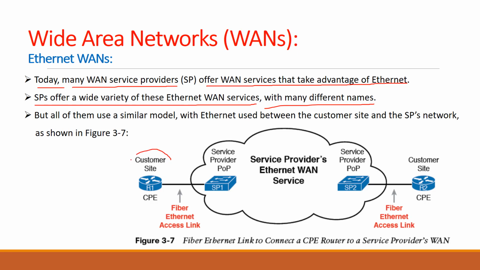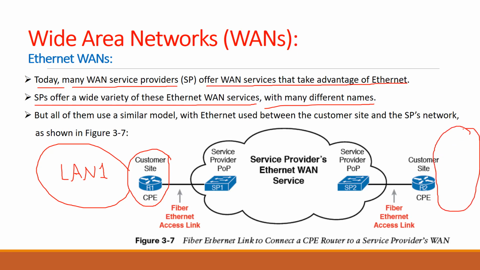Actually, if you have a router here connected to a LAN, let's call it LAN 1, and another site connected to LAN 2, and we want to use a WAN type to connect these two LANs so they can communicate with each other.